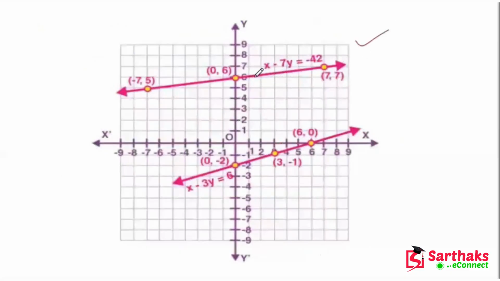Okay, so we have an equation. The first is x minus 7y is equal to minus 42, and the second equation is x minus 3y is equal to 6. So now, x minus 7y is equal to minus 42. First of all, we put the value of x is equal to minus 7. Then we get minus 7 minus 7y is equal to minus 42.